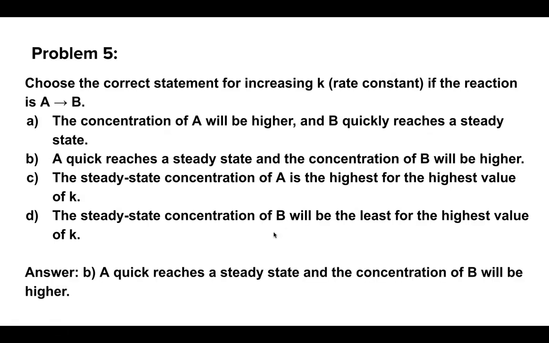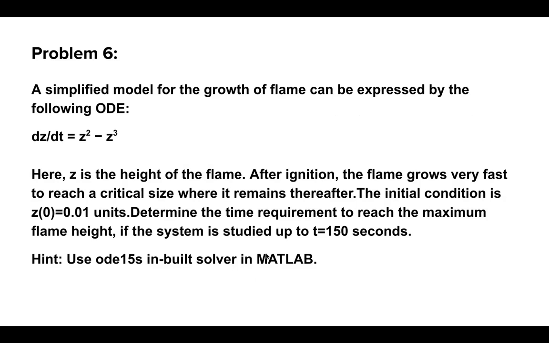So basically, A to B will happen because there is more reaction happening. So there will be a higher steady state concentration of B than A. That is what is going to happen. And since K is larger, there will be a faster reaction and a quick attainment of steady state. Now, I hope this answer is clear. Now, going on to the next question.